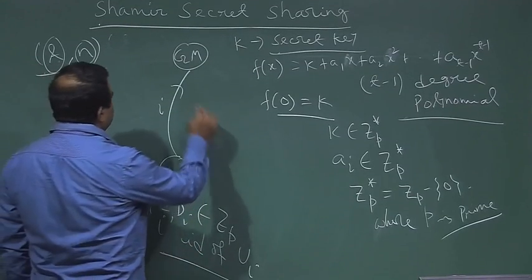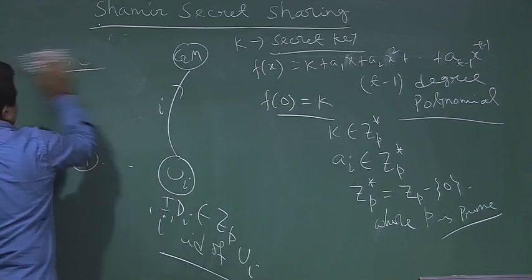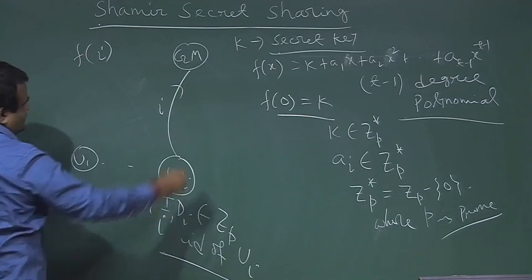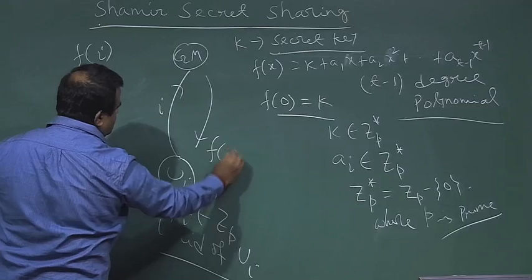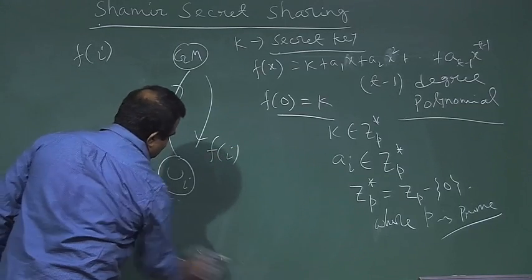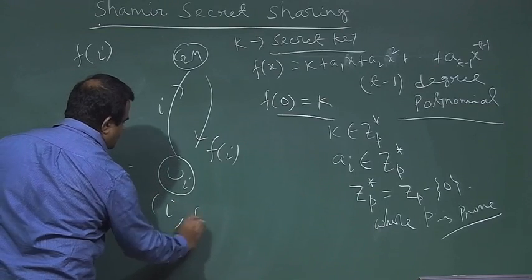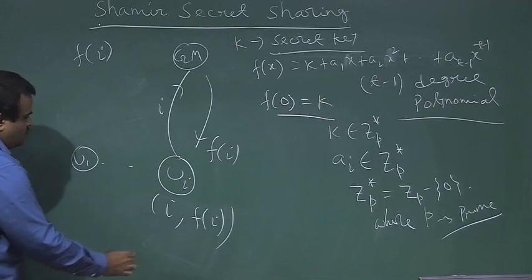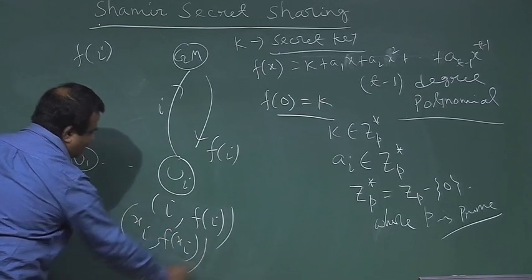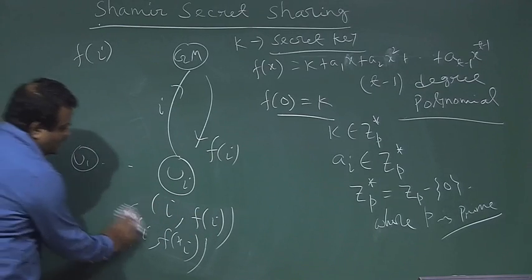GM has chosen the polynomial, so GM will compute f(i) and send this f(i) in a secured way. So this is the share of ui. ui has this share (i, f(i)), or in general, if xi is the ID, (xi, f(xi)), but for simplicity we can take (i, f(i)). Okay.